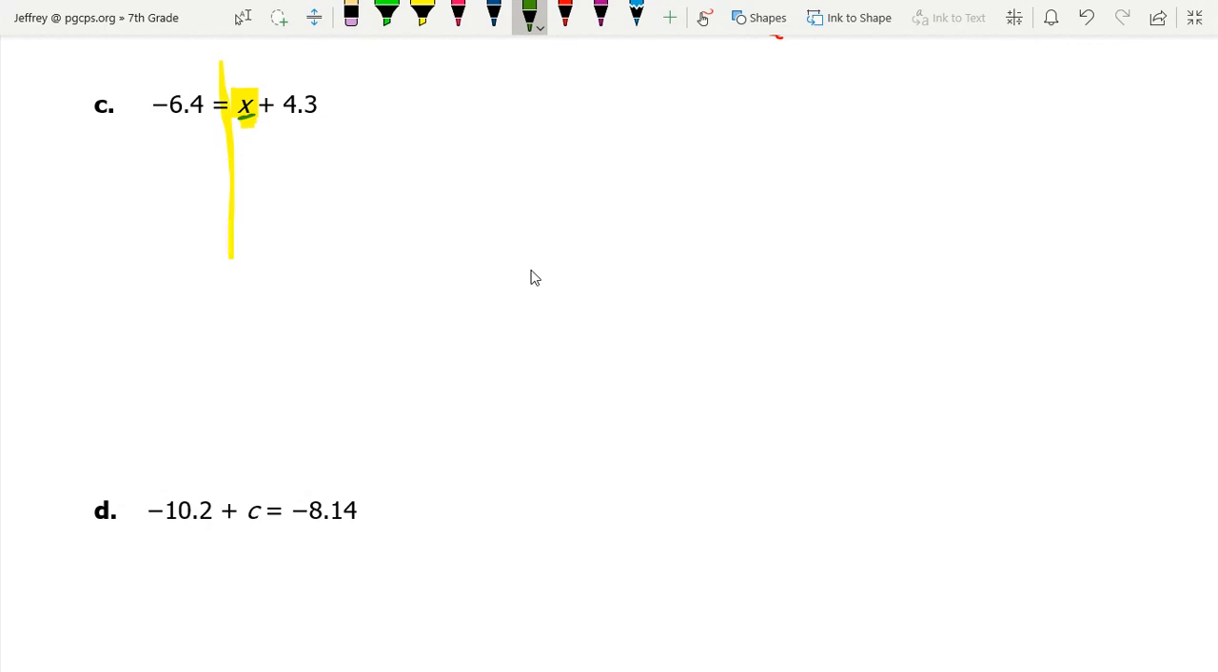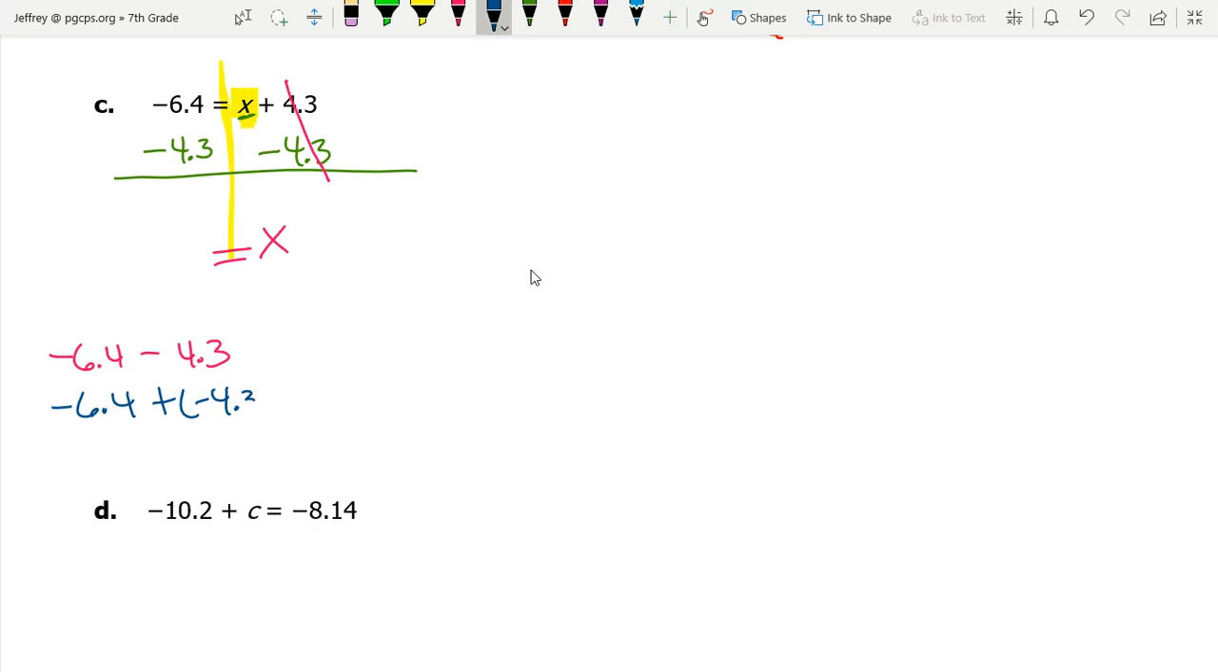So we need to get rid of plus 4.3 by doing its inverse operation, meaning opposite operation. So the opposite of plus 4.3 is minus 4.3. And apply the property of equality. Whatever you do on one side, you do on the other side. So that should give us 0 on the right side because they are opposites. What's left is x is equal to, now these signs are the same. This is the same thing as saying negative 6.4 minus 4.3. So it's similar to adding its opposite, negative 6.4 plus negative 4.3.